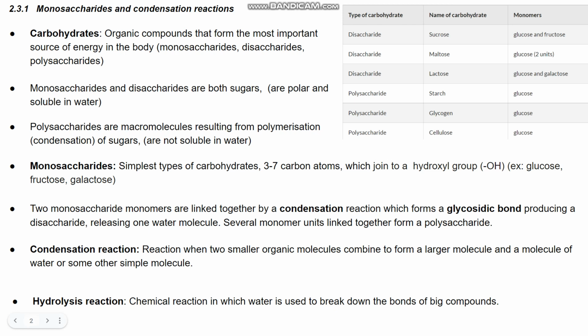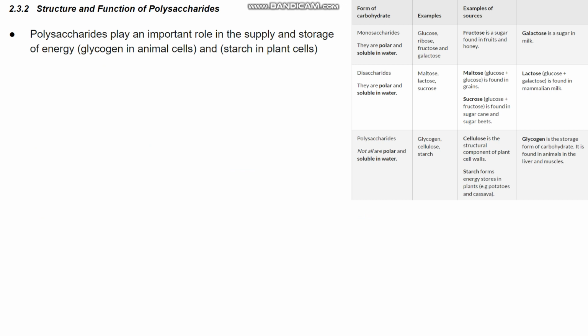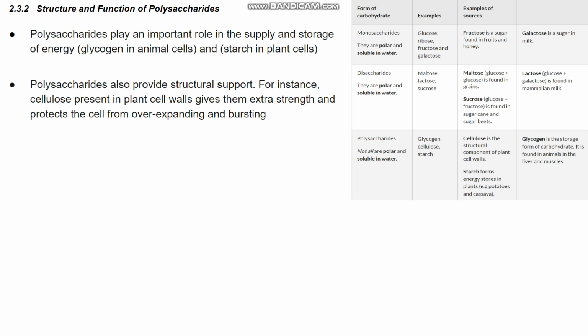A hydrolysis reaction is basically the opposite. It's a chemical reaction in which water is used to break down the bonds of big compounds. Now, the structure and function of polysaccharides. They play an important role in the supply and storage of energy. Glycogen is a polysaccharide that stores energy in animal cells, and starch stores it in plant cells. They also provide structural support.